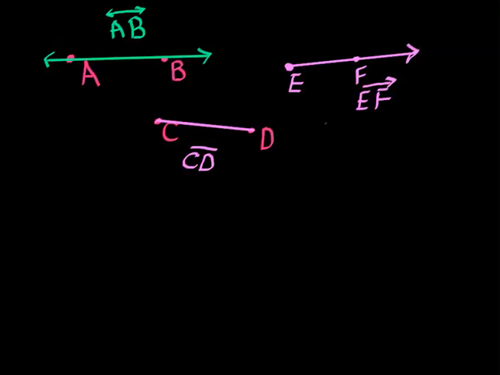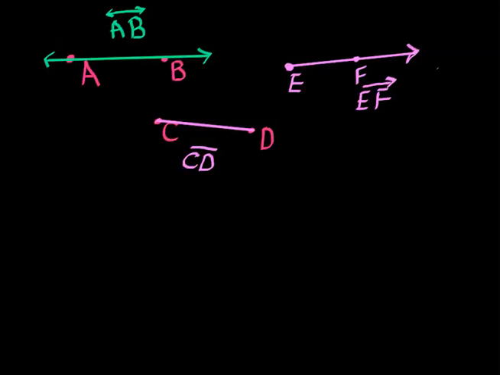So up here we have the difference. AB goes on forever in both directions, that's a line. Segment CD begins with point C and ends with point D. And ray EF begins with point E but goes on forever in the opposite direction.